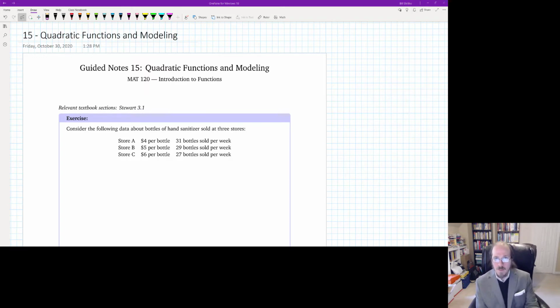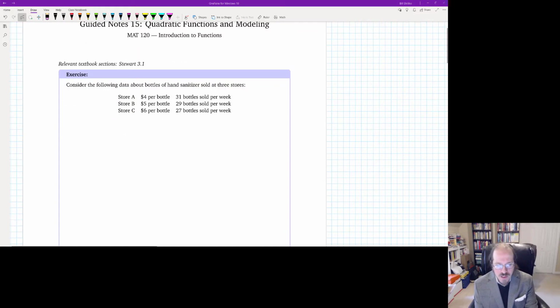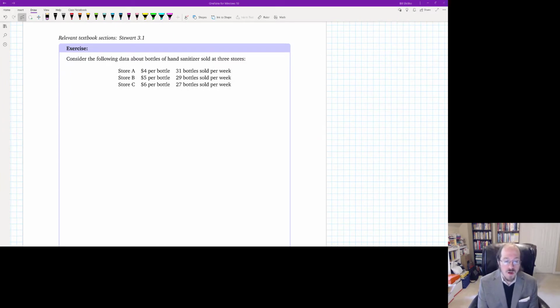So, the topic for today is quadratic functions and how to model with quadratic functions. And to begin with, take a look at this scenario where we have data about bottles of hand sanitizer sold at 3 stores. Store A sells hand sanitizer at $4 per bottle, store B is $5 per bottle, and store C is $6 per bottle. And notice that we have records also for how many bottles were sold per week on average with each of these prices. So 31 bottles per week for store A, 29 bottles per week for store B, and 27 bottles per week for store C.